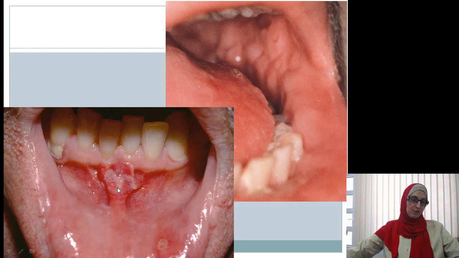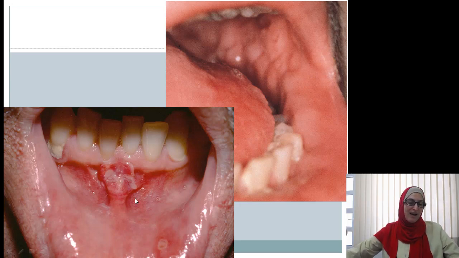So there are lots of tissue tags, which means growths or exaggerated growths within the oral mucosa that might appear in the cheek, in the gingiva, and the retromolar area, which is the most common site for tissue tags to appear. And you might see also ulcerations.